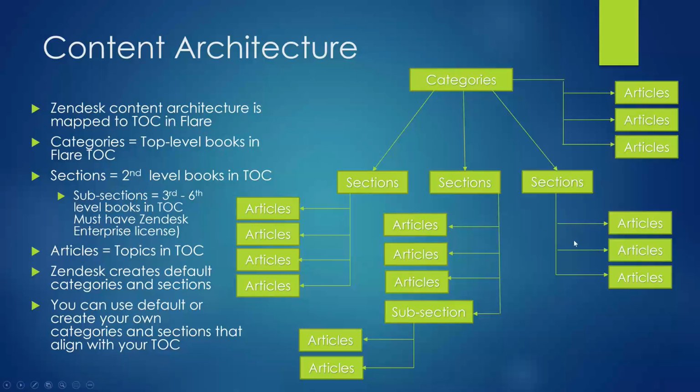So in this diagram on the right, you see that categories are made up of sections and articles. And then you can see that sections are made up of articles and subsections, again, if you have the enterprise license. You can use this hierarchy here to set up your TOC to determine what it will look like when you publish to Zendesk.